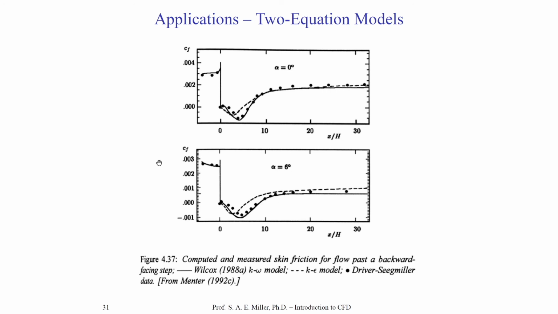On the y-axis, we have skin friction. On the x-axis, we have x over h, the same backward-facing step problem. I'll let you take a few seconds to look at the comparison between the two models and the predictions. They are very predictive, especially the Wilcox k-omega model. In this case, it's done very well.